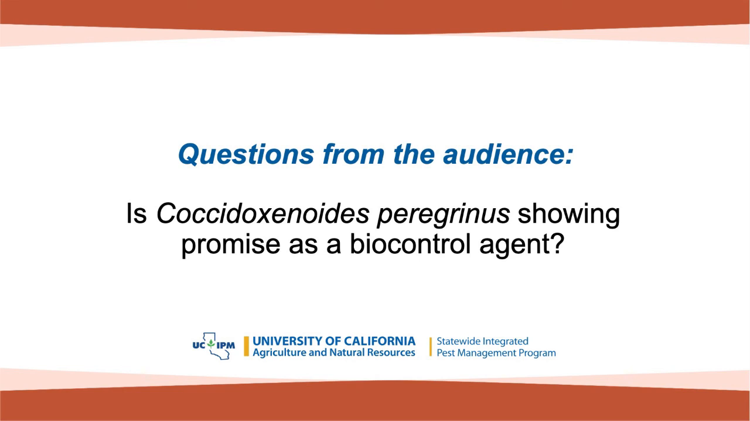Is Coccidoxenoides promising? You know, I think it's more promising than we realize because it's hard to find it. It causes the parasitized mealybug to drop off the vine. So with the other parasites, you can see the mummy. With the Coccidoxenoides, it's out there, but it's hard to sample for it. It's not out there as much as Anagyrus, which is still the best one.